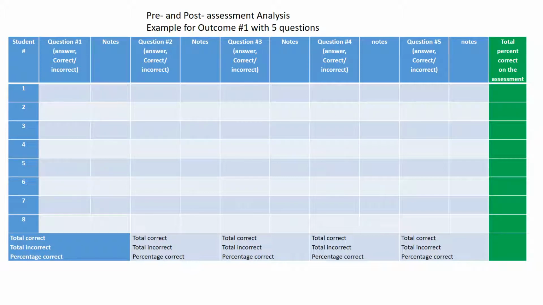I'm going to put their answer, and if it's wrong, I'm going to try and determine why they got it wrong. And you come across the row and you determine how well the student did individually. So this one might be 100, 180.